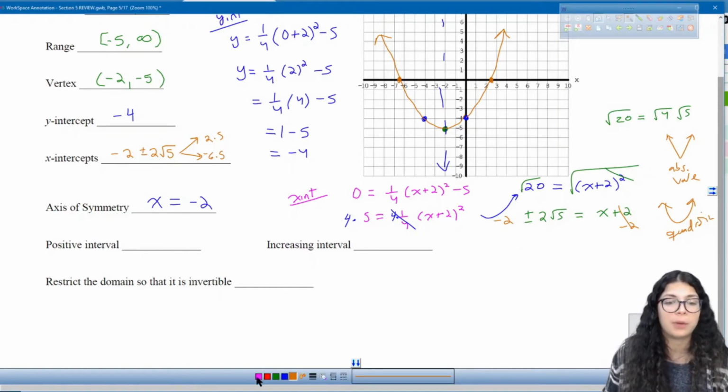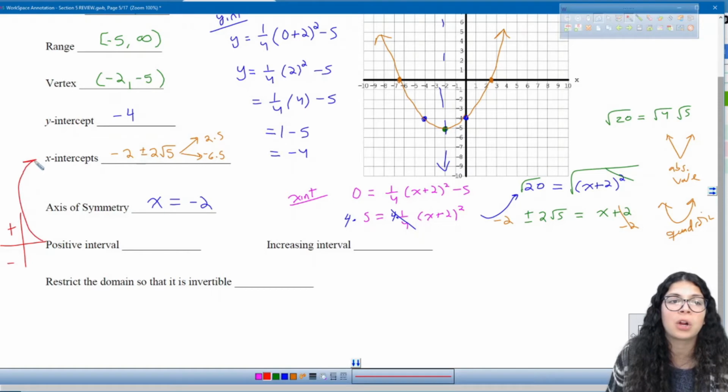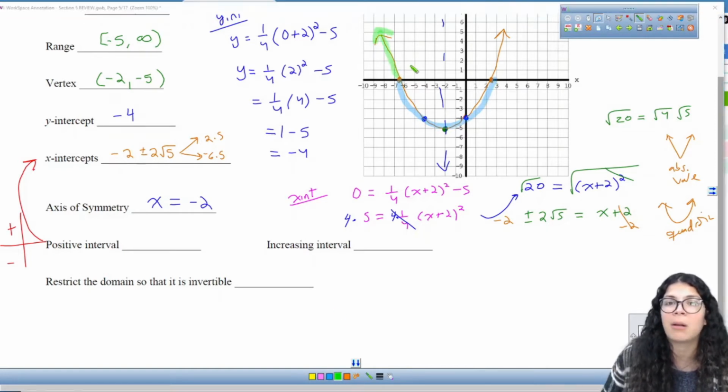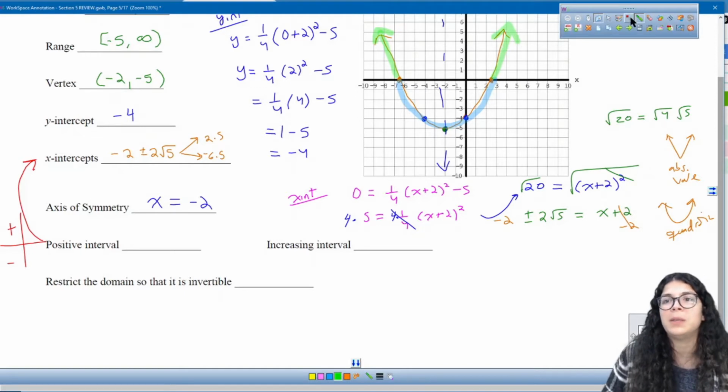So, positive interval. Remember, what determines if it is a positive interval is the x-axis, right? If it is above the x-axis, that is a positive interval. That's a y value that's positive. If it's below the x-axis, a negative interval. It's below, right? So the x-intercepts help me determine what is the positive interval, okay? So this is a U shape facing up. So notice that this part below is the negative interval. The positive interval are the pieces that are above the x-axis, which would be these two pieces on the side.